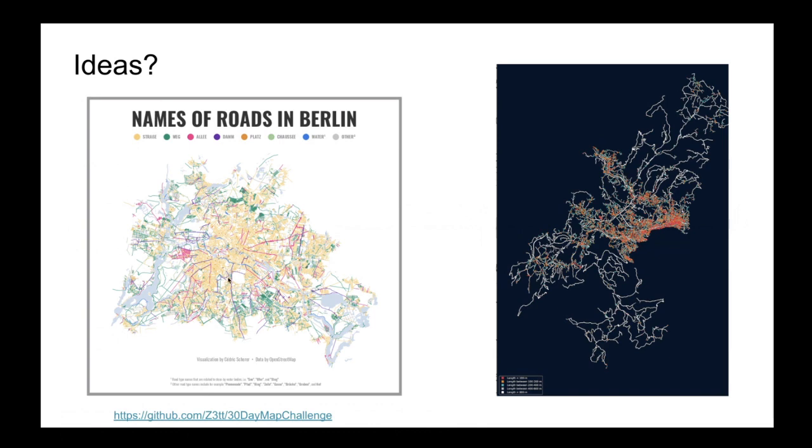And this is one a little bit more treated. This is really looking at the names of the roads in Berlin and colorizing them basically on the name that they have attached. So whether it is a street, a way, a path, an avenue, and so on, which actually makes pretty cool plots as well.